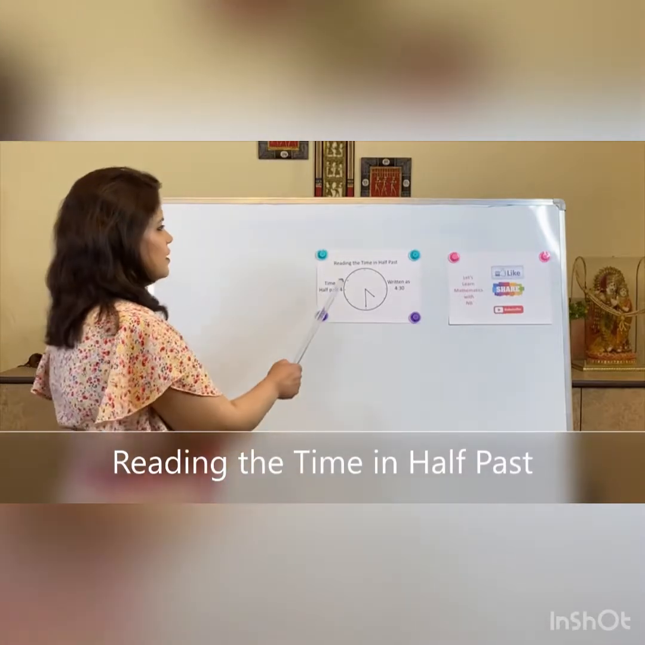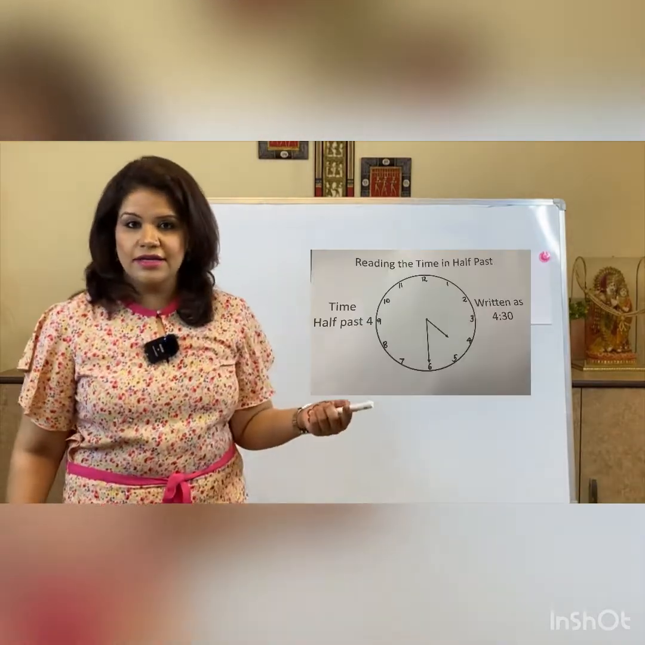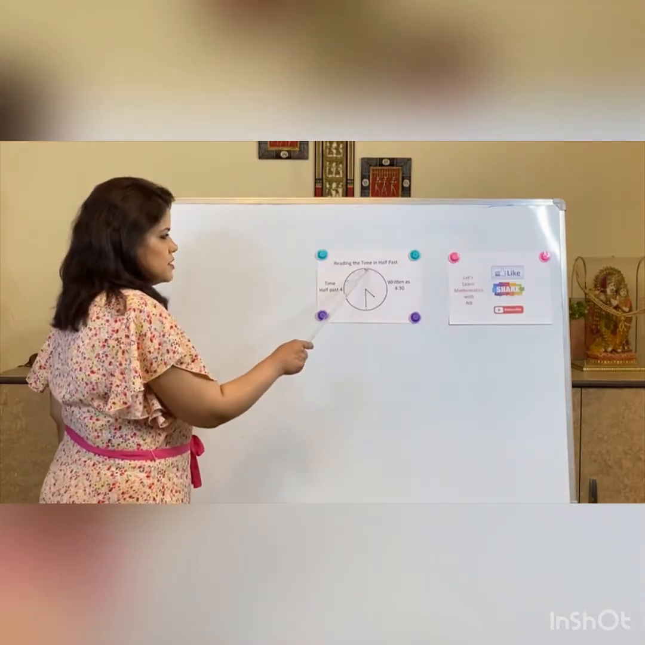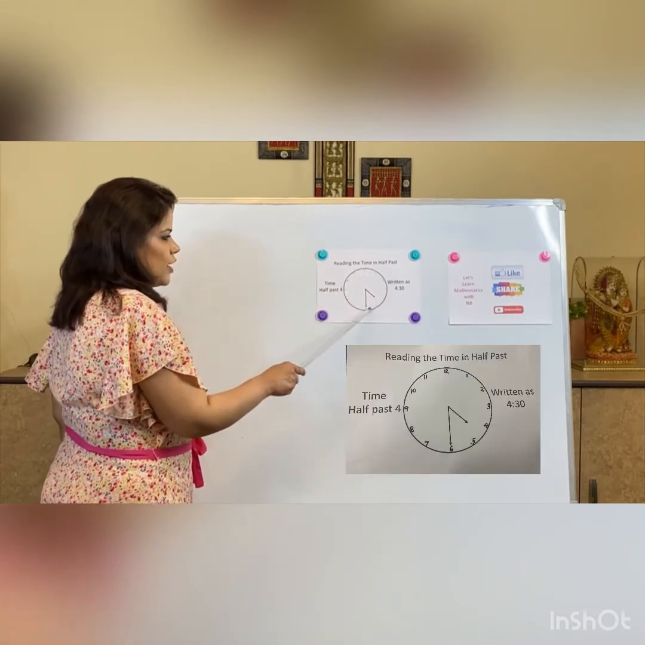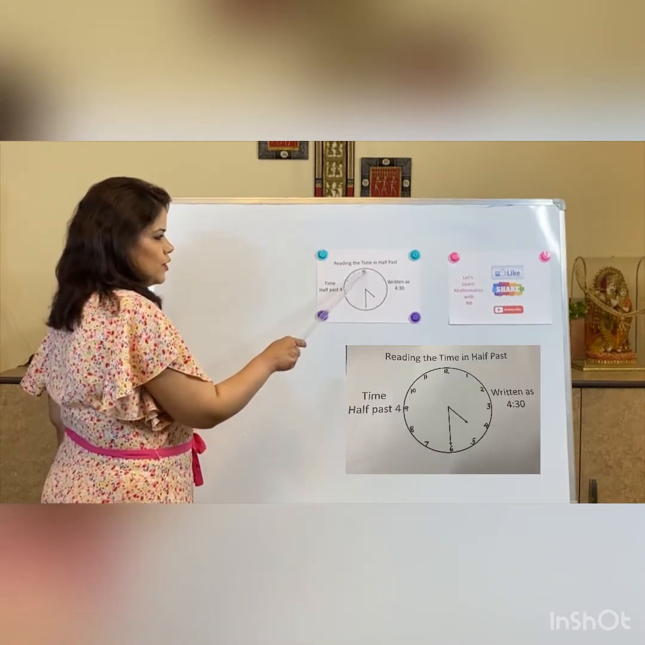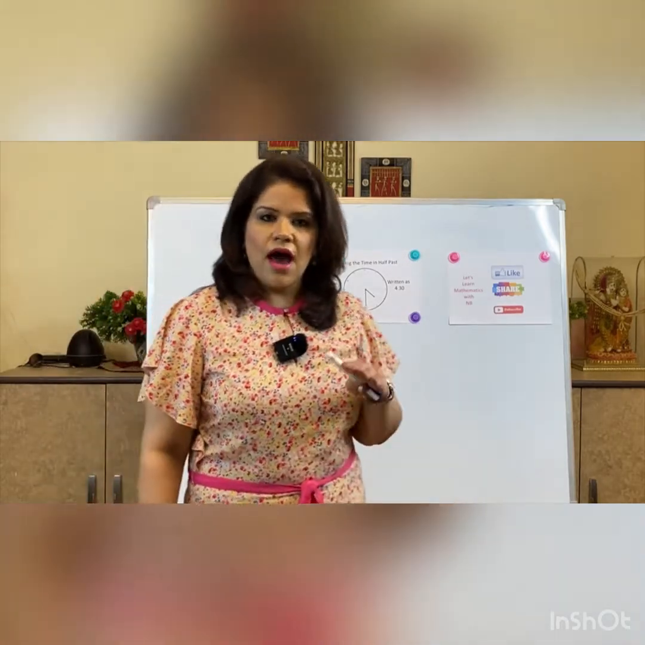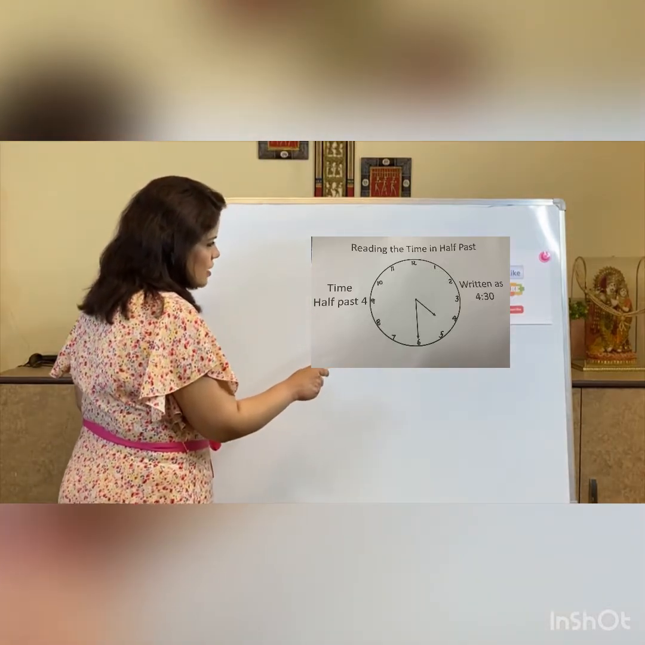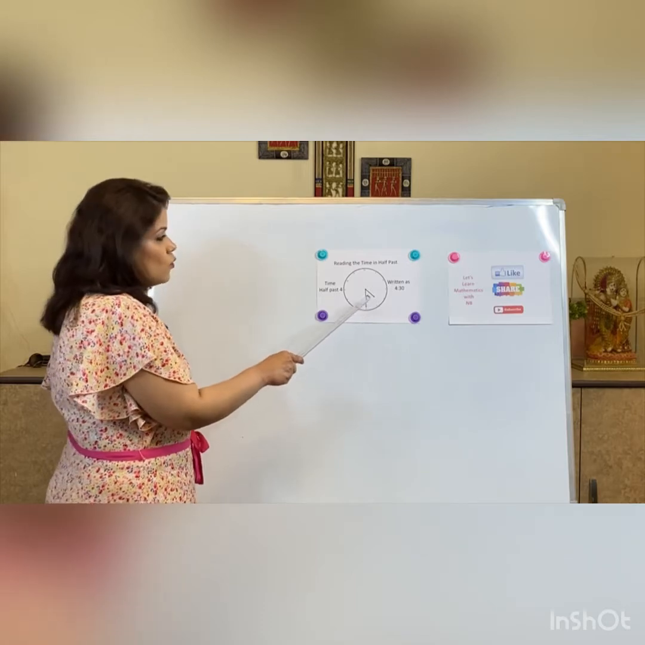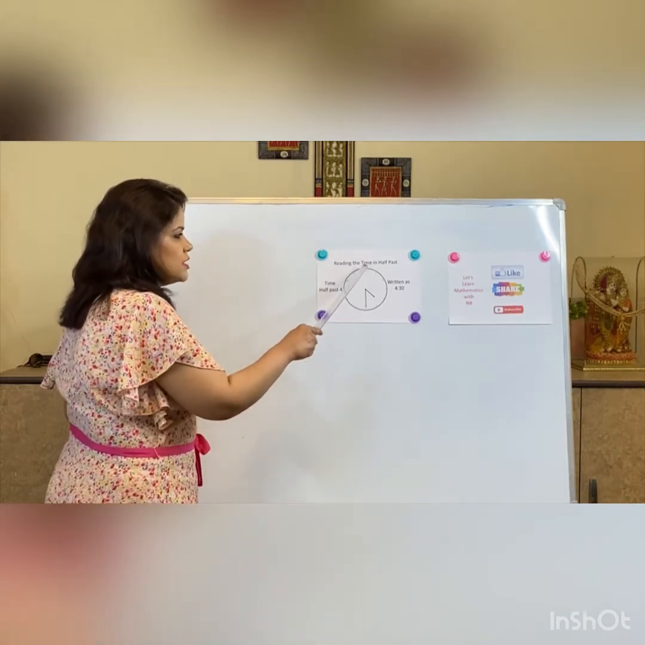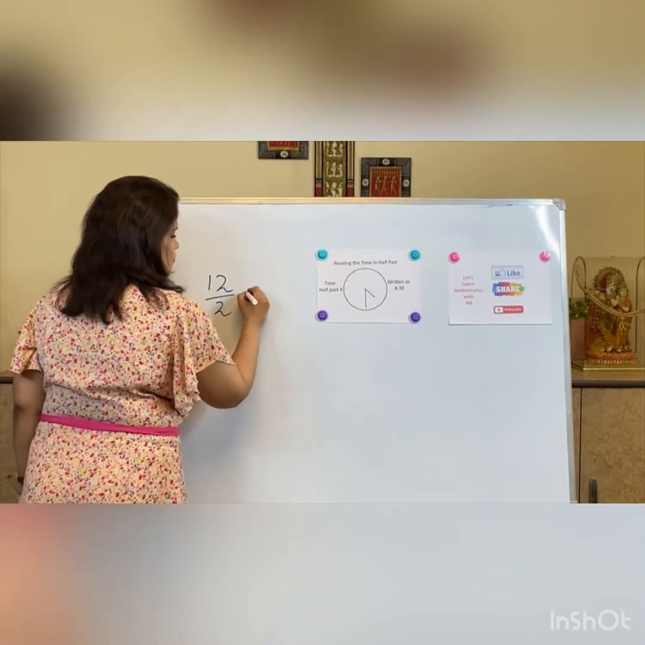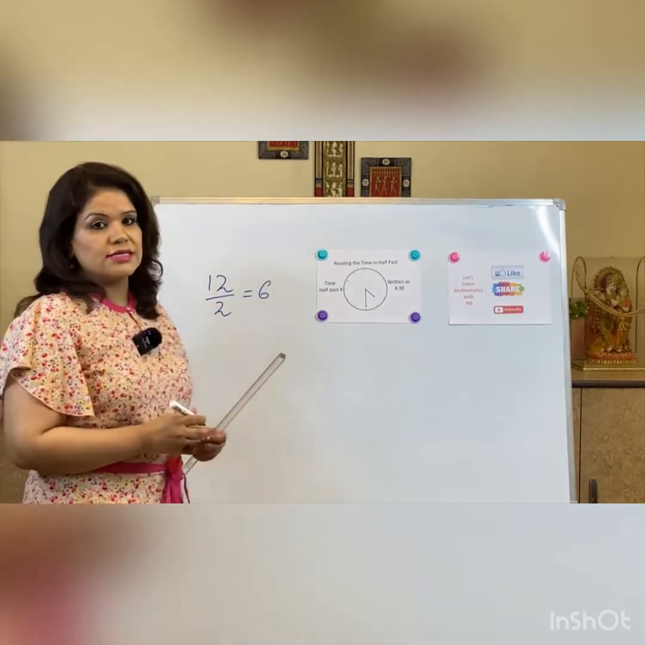Now I am reading the time in half past. Earlier I had explained quarter past. Now half past means, there are 12 numbers here: 1, 2, 3, 4, 5, 6, 7, 8, 9, 10, 11, 12. So half of the numbers have been covered by the minute hand. That means half of the minutes have been covered. The minute hand has come to 6. And why are we saying half past? Because 6 is half of 12. Whenever we take half of 12, it comes to 6. So since 6 is half of 12, we say half has been crossed.